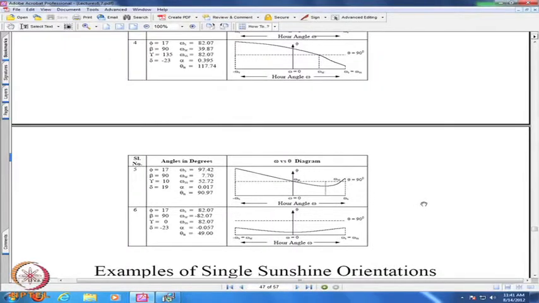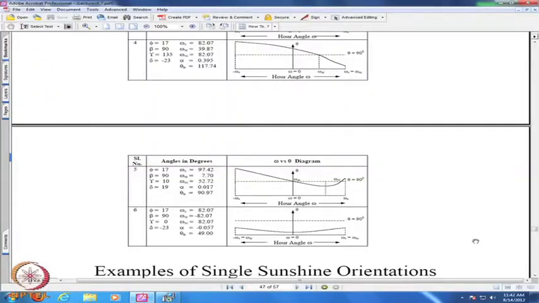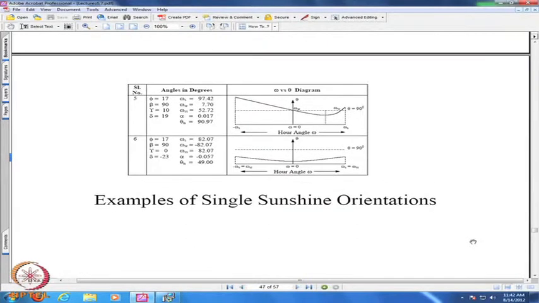The last one is a typical south facing maximum negative declination, and you will have a fairly low value of angle of incidence at sunrise and sunset, physical sunrise and sunset. That means, in winter time it will receive all the time. And since it is low latitude and high slope, the sun's rays are almost normal to the surface. So, these are the examples of single sunshine orientations.